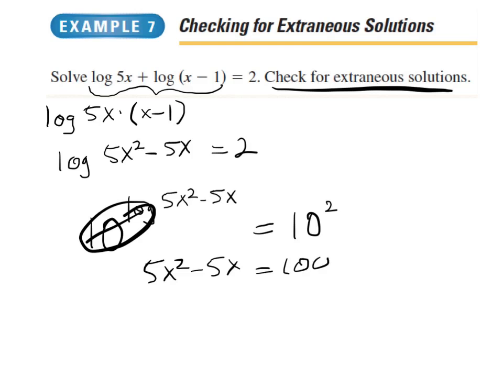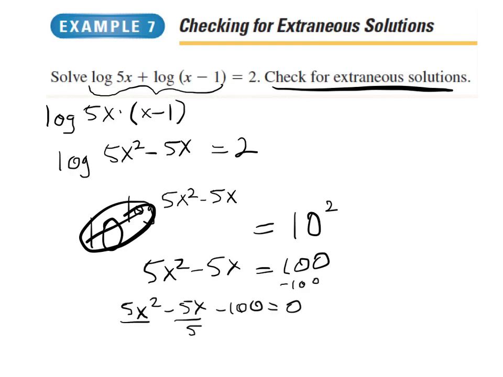So this whole part goes away, just like in the problem before, and I get 5x squared minus 5x equals 100. Now here is where we get a little tricky. We need to bring the 100 over by subtracting 100 and making our equation set equal to 0. So 5x squared minus 5x minus 100 equals 0. Well, all of these have a greatest common factor of 5, so I can divide everything by 5.